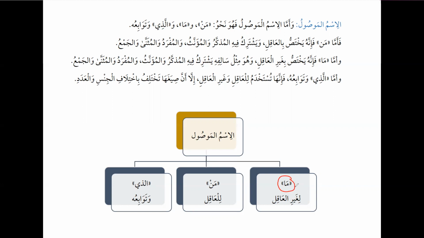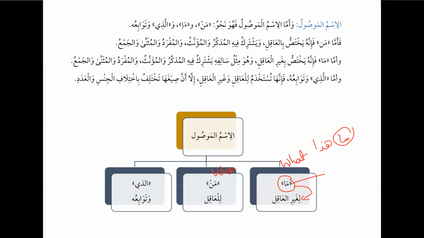There is ma. Ma is usually used for something that is not aqil. So you say ma hadha. What is this? So this is what. Man is who. Like in English, who we use for aqil, someone who is a human. Ma hadha is for غير عاقل. Man hadha, who, is for aqil. And they can be used for feminine nouns, masculine nouns, both of them, for a number of things, for one thing. And that is why we said here فأما ما فإنه يختص.